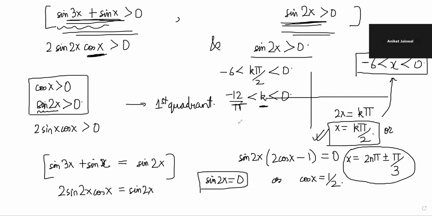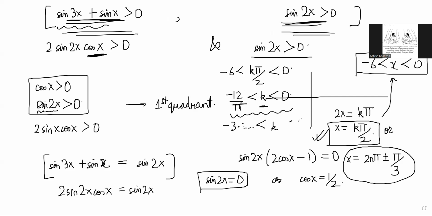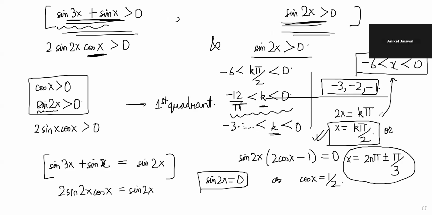Do you understand what I'm saying? You are getting a restriction on k. 12 by pi would be something less than 4, -3 point something, correct? Yes. So k was an integer, so the only integers possible for k are now -3, -2, -1, right? So -2, -3, -1. These are the integers possible.